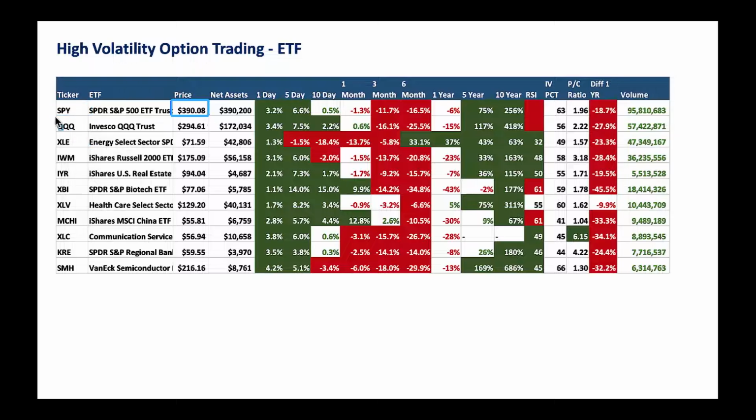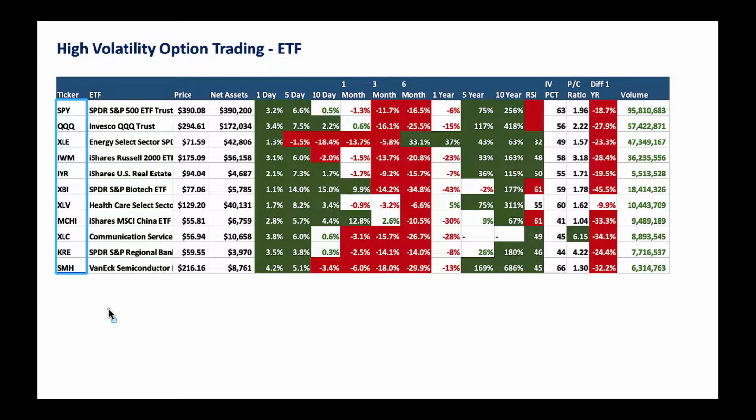And same story with QQQ. You could sell some put options here also. Look, the IV percentile is nice and high, 56. And I also love to do this for IWM and IYR and so on and so forth. Selling put options this way is a very good strategy, especially when the market is oversold on these great ETFs.